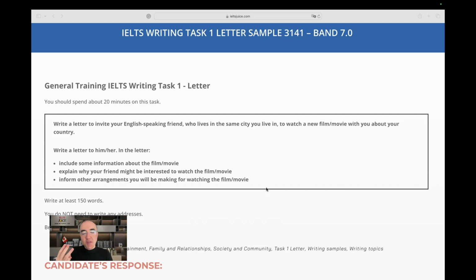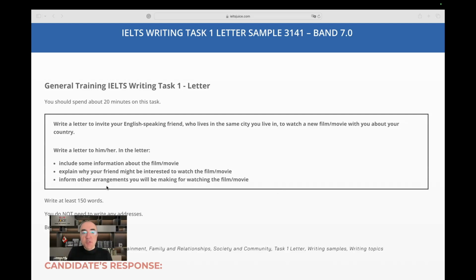Now, there are 3 bullet points, and there are always 3 bullet points. Include some information about the film or movie. So in your letter, you need to mention what the movie or film is about. Explain why your friend might be interested to watch the film or movie. It's not a surprise. You need to tell him or her that this individual is going to really enjoy the movie because of this reason or these reasons. IELTS doesn't limit us here. You can come up with one reason or more than that.